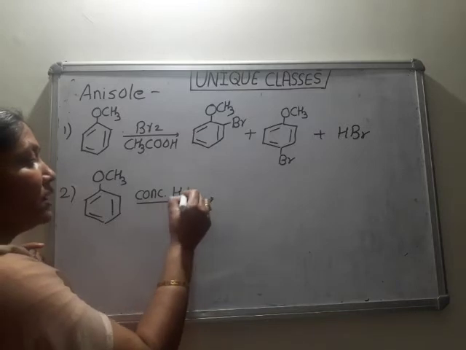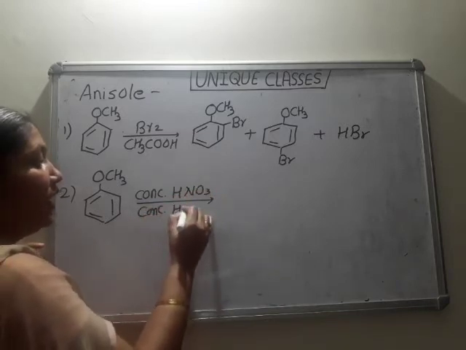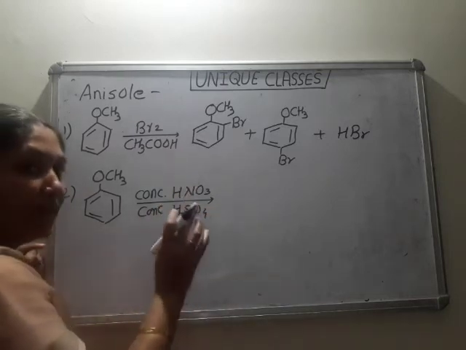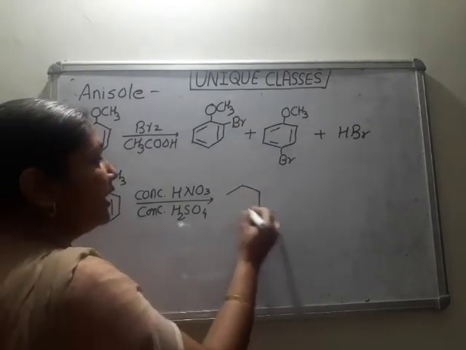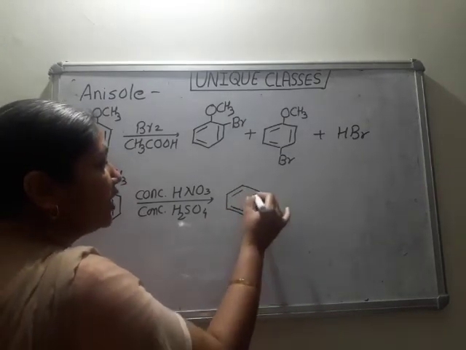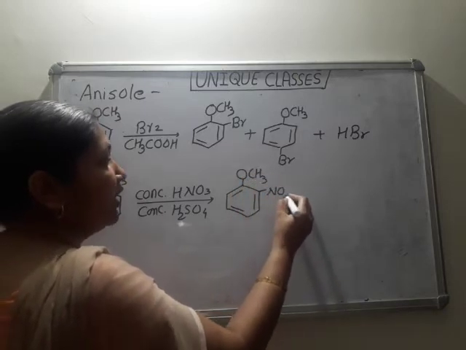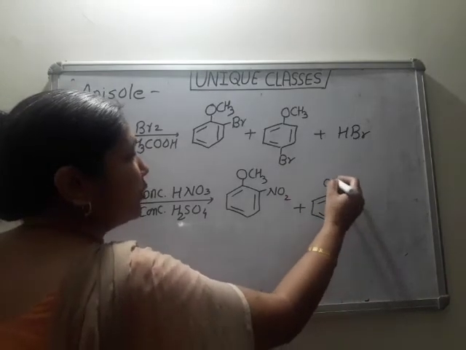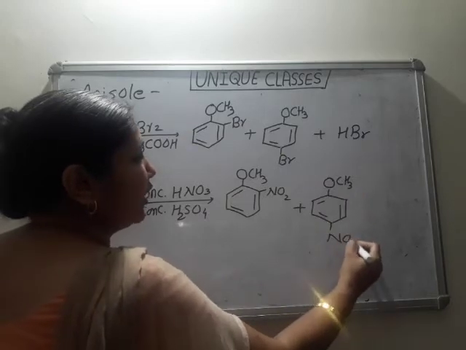Mixture of concentrated HNO3 and concentrated H2SO4. These two acids react with each other and produce the NO2 group, and that NO2 has a positive charge. So NO2 goes to the ortho position as well as the para position. So OCH3, and here also NO2.